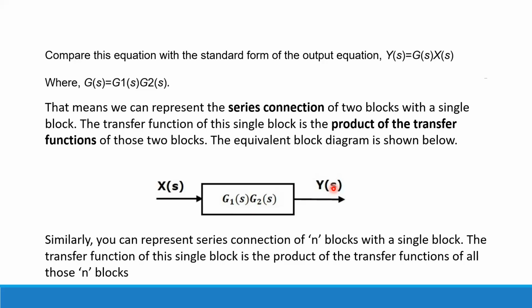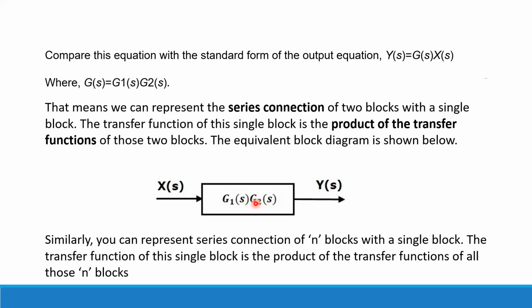So similarly, you can represent any number of blocks with a single block by using this algebra. In series connection, the algebra says that whenever you want to reduce a series connection, you have to take the product of the transfer functions of the blocks. However many blocks there are, simply multiply them with each other and reduce them into just one block. Here we have G1 of S and G2 of S.